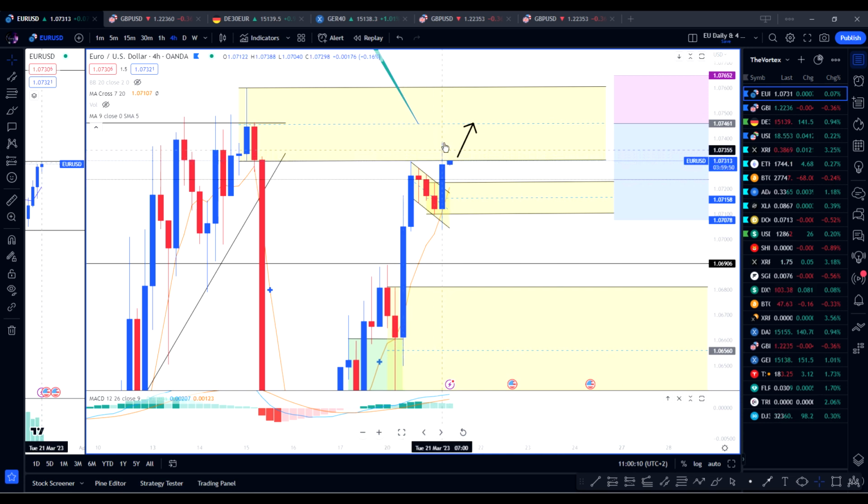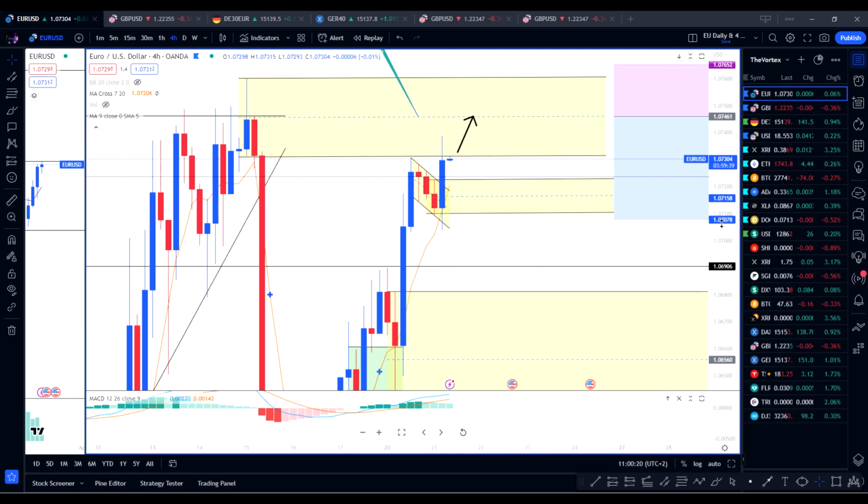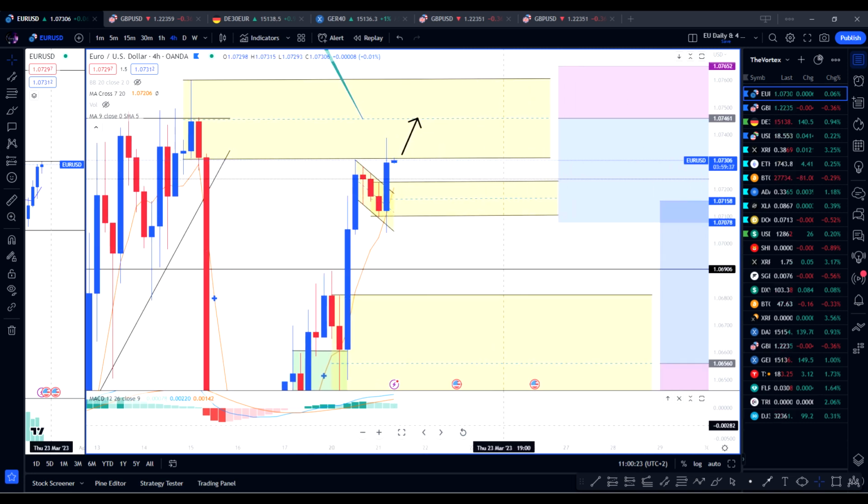Yes, we wicked into a previous order block zone, but we still have our rules set. We have our order block candle and we have the impulsive candle. The impulsive candle is touching and wicking through the orange moving average. So therefore, this could be a potential bullish order block signal.